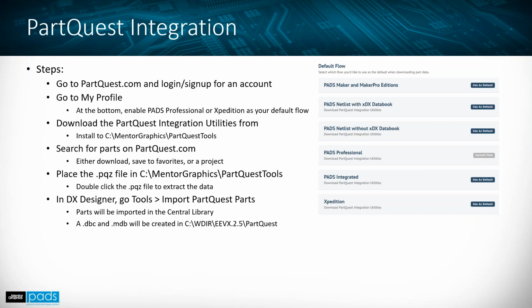Then in DX Designer, you just go Tools, Import PartQuest Parts. If this is your first time using Import PartQuest Parts, it's going to ask you for a download location, and that's where we point to this PartQuest Tools Downloads folder. If all goes according to plan, a .dbc and MDB file will be created in our working directory, or WDIR. DBC and MDB files allow us to utilize Databook for parametric searching and placement of components.